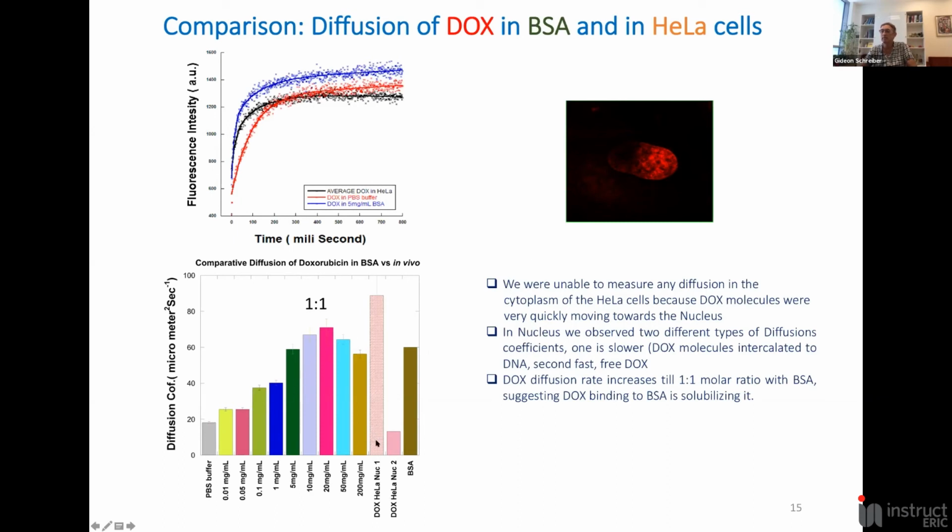Now, if you look at what happens inside the cell, we can see that it has two fractions, one of rapid diffusion and one very slow. So probably the slow diffusion fraction is inside the nucleus, when it's chelated to DNA, and then the other is free. So it has enough molecules apparently that it can hitchhike with, so it will not get stuck inside the nucleus like it would in just PBS buffer.